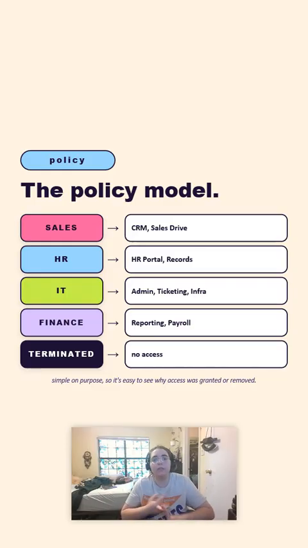Sales gets the customer tools, HR gets the people tools, IT gets the admin and ticketing tools, finance gets the money tools. Anyone marked as terminated basically gets nothing at all. Notice that none of these rules mention a specific person, they only mention specific departments. That is the whole idea behind a concept we like to call role-based access control, or RBAC for short, and it is one of the foundations of modern identity work.